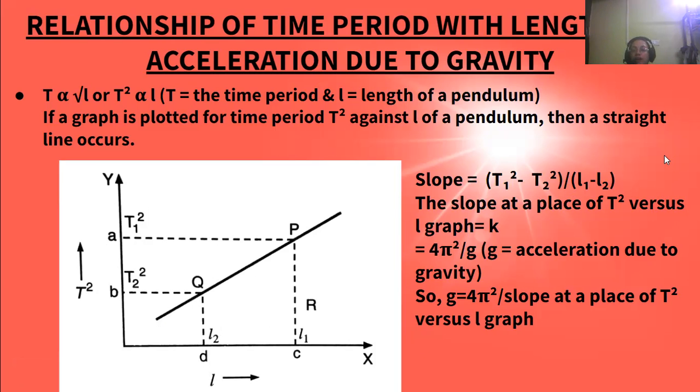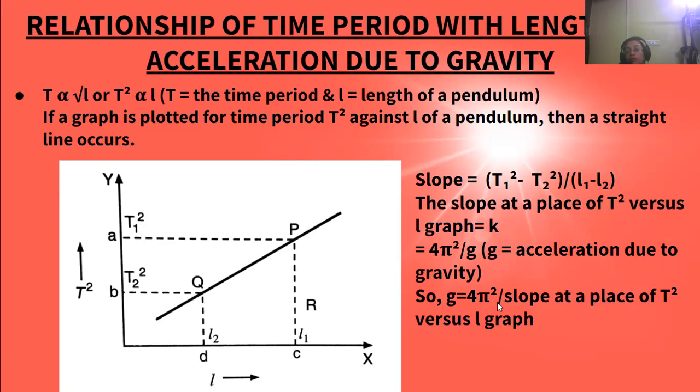Now from this we can find the slope. If we have taken two time periods, T1 and T2, then T1 square minus T2 square divided by L1 minus L2 will give the slope of the graph. The slope of the T square versus L graph will be constant at a particular place, and that will be equal to 4 pi square by g, where g is acceleration due to gravity.